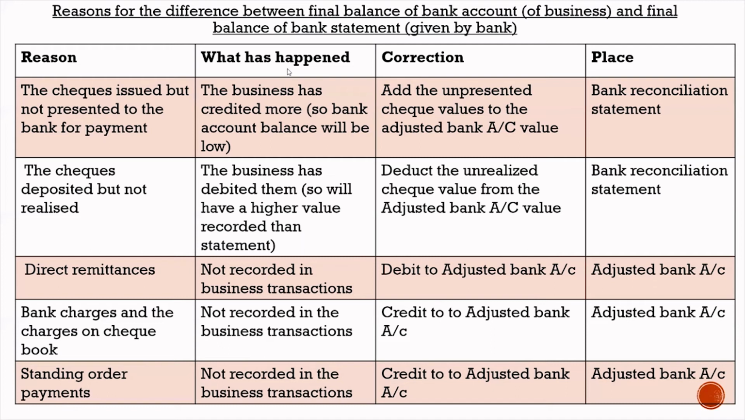And there are standing order payments. Imagine we have an insurance or else electricity bill or telephone bill. We know that each month we get a standard amount. The same amount comes each month. So then we can ask the bank through a letter to pay it every month. But if we forget to record it in our business bank account, we have to see the bank statement and credit that in our bank account in business, so that all the direct receipts, bank charges, and standing order payments will be adjusted in the adjusted bank account. So I hope you got an idea where the differences of the bank account and the bank statement occur.